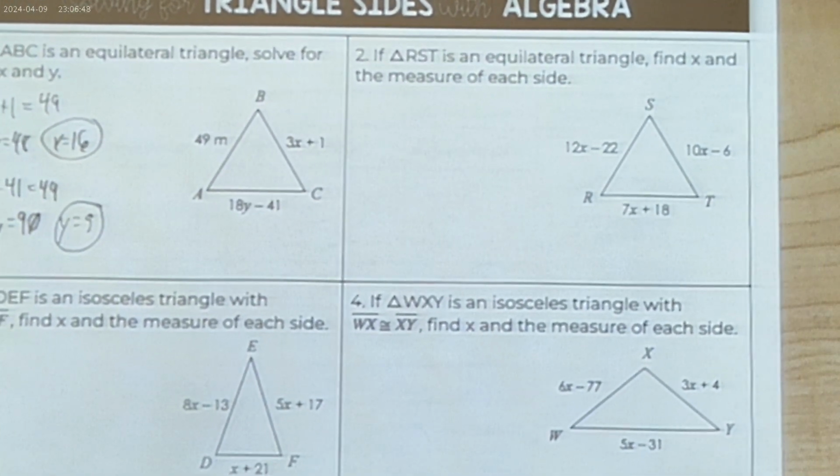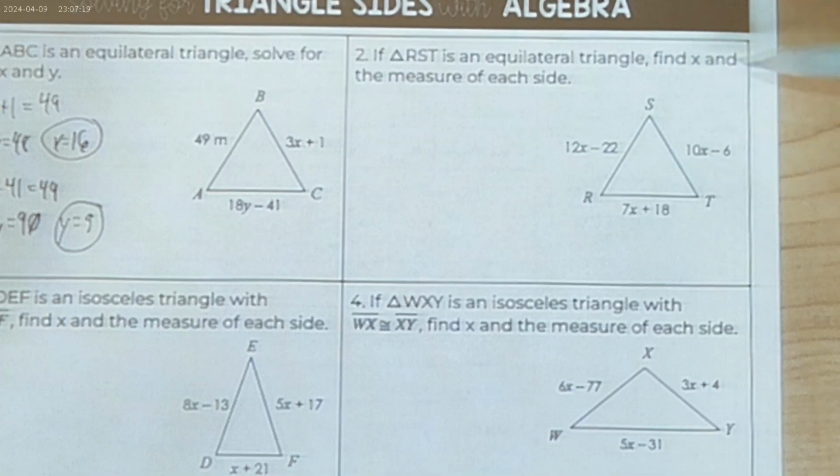So here we are. If RST is an equilateral triangle, find x and the measure of each side. Oh, you jerks. All right. Okay. All right. So if you thought the previous unit was mean as far as algebra was concerned, if you thought the angle relationships was mean as far as algebra was concerned, this is the first worksheet of the unit. They are not messing around with us here.